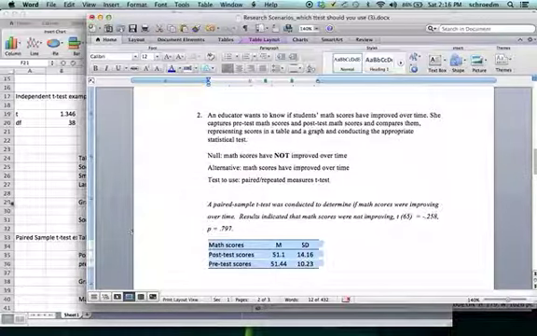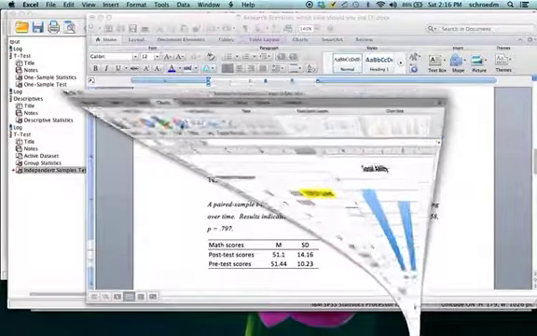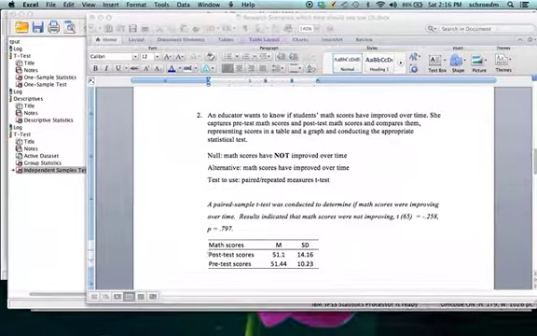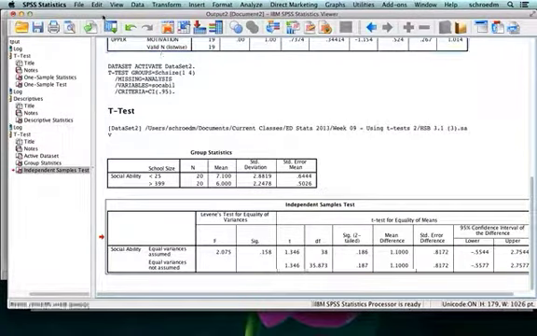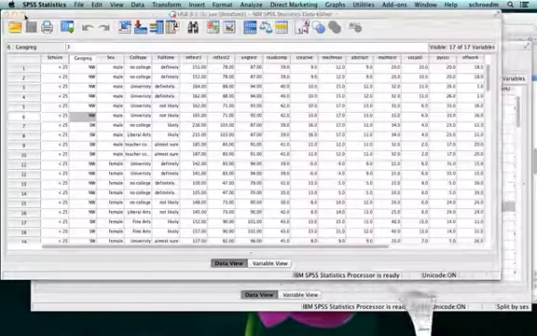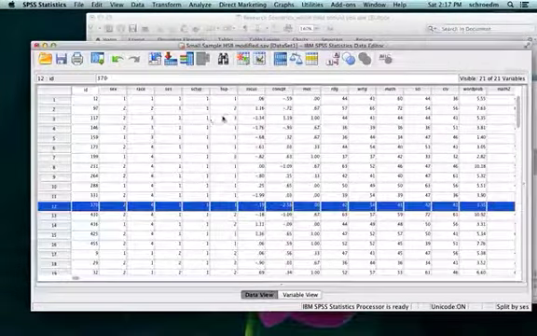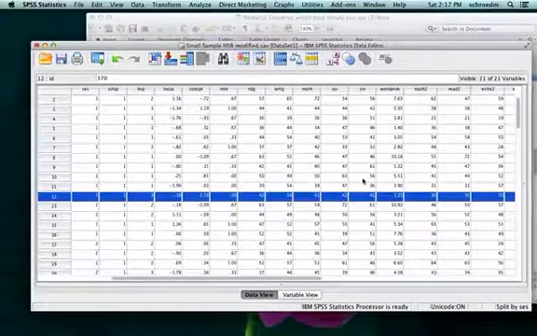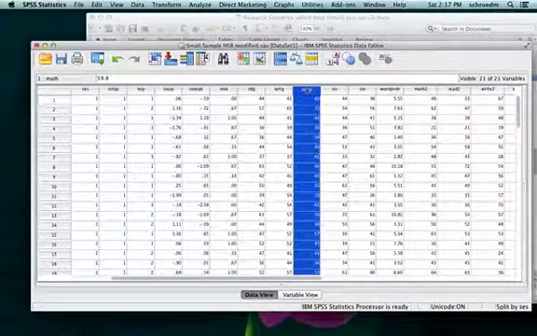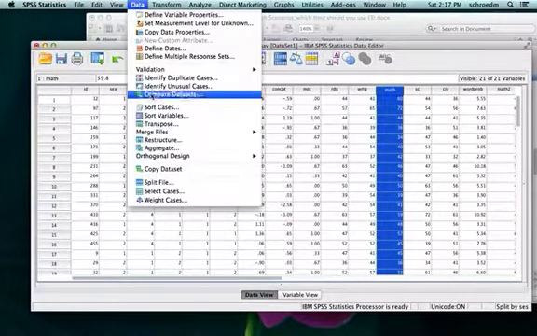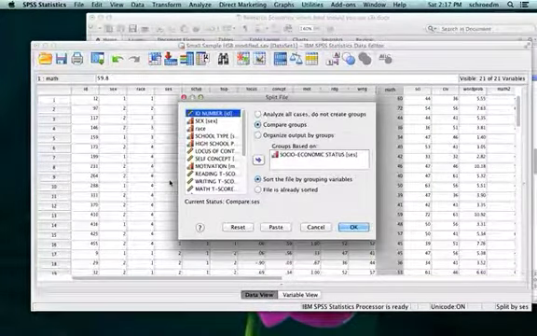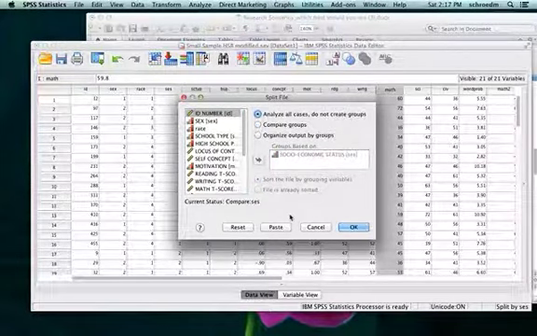As far as running this analysis, we're going to go back to our small sample HSP data. And see, I have my math2 variable and my math variable. Now, one thing I have to remember is that I had split this data earlier. I don't want to split this data anymore. I want to analyze all groups as all cases.